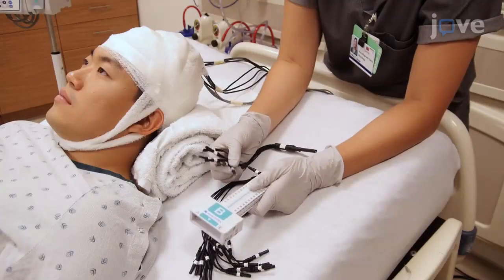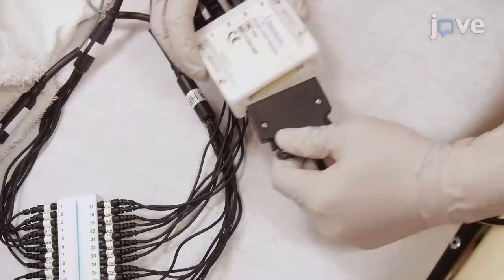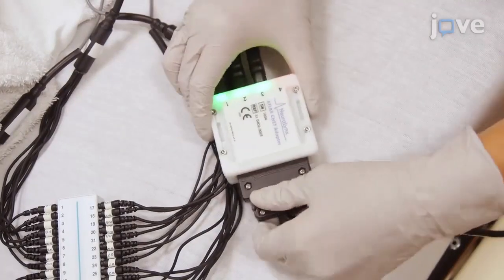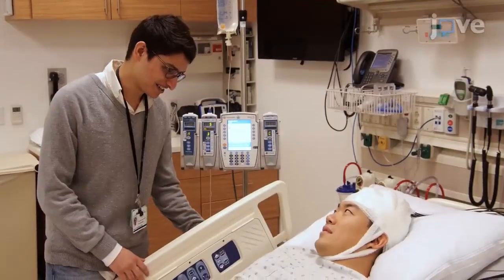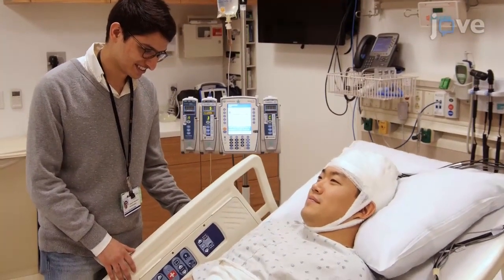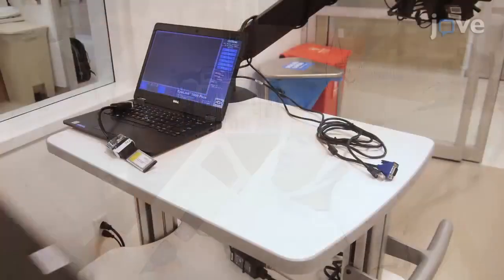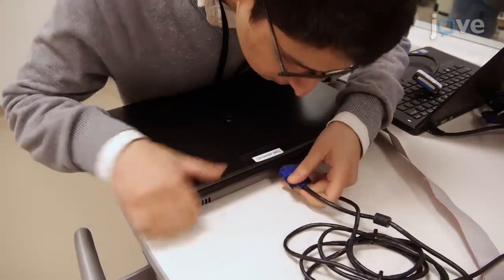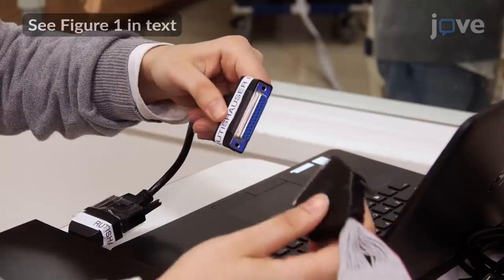To begin, connect the electrodes to the recording system and position the patient sitting upright. Then, connect the stimulus computer to the electrophysiology system and eye tracker.